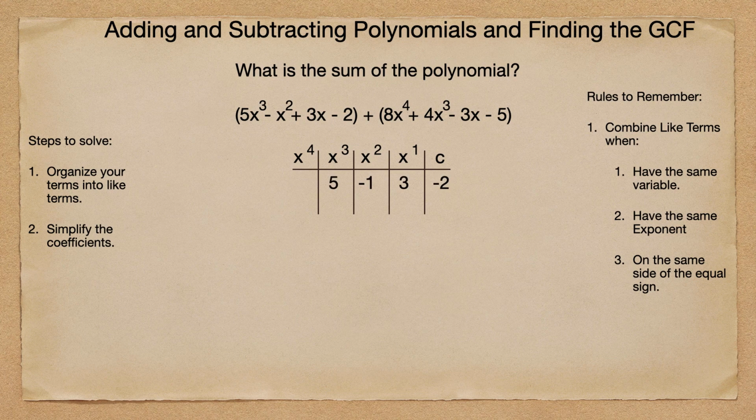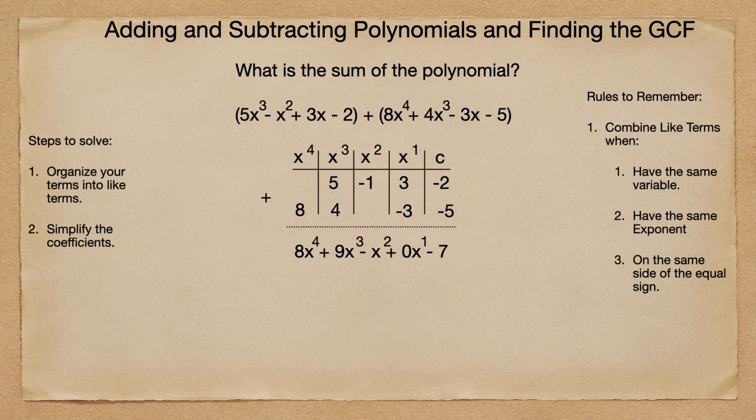Then we're going to bring down the second polynomial. And we're going to add these together. Our first term is going to be the 8x to the fourth. 5 and 4 make 9. Negative 1 comes down. The 3 and the negative 3 zero out. And the negative 2 and negative 5 make negative 7.